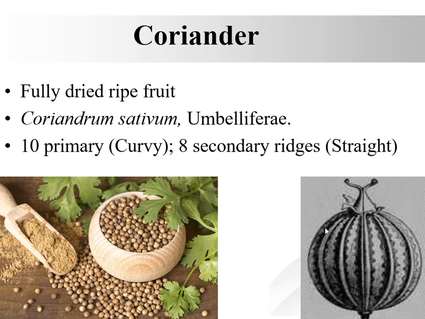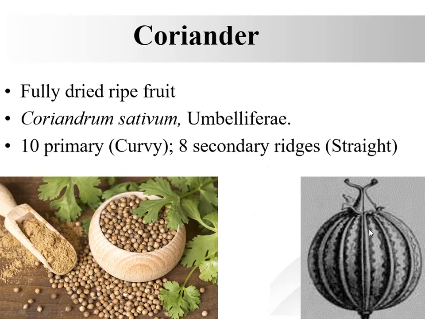This is the enlarged structure of coriander. I know it looks like watermelon, but it is an enlarged view of coriander. We can see that straight lines are secondary ridges and these wavy lines which are grayish in color are primary ridges. Primary ridges are 10 in number and secondary ridges are 8 in number.